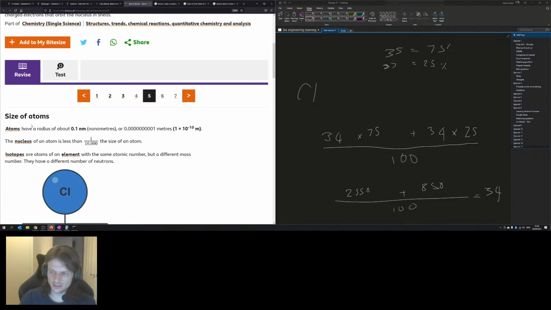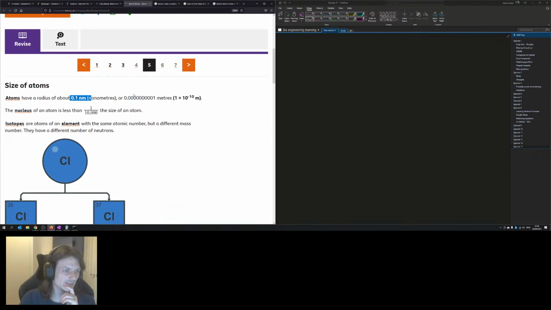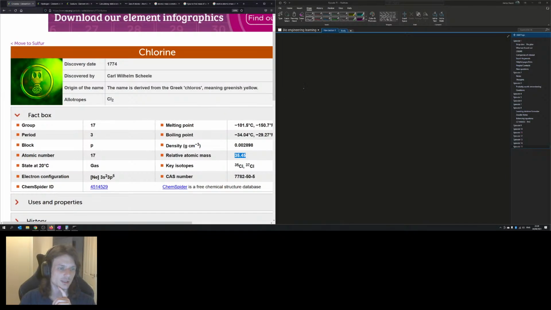Let's just read it again, I guess. Atoms have a radius of about that. Is this necessary to know, or is it just an interesting fact? The nucleus of an atom is less than 1/10,000th. Isotopes are atoms of an element with the same atomic number. So let's take these ones again. The atomic number is 17.